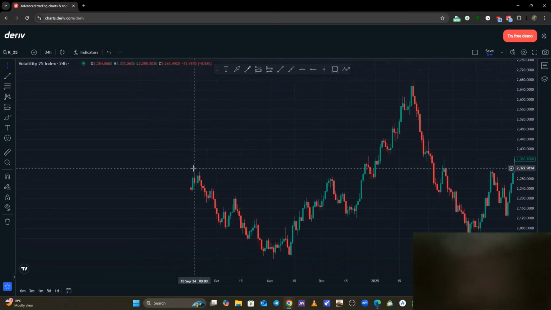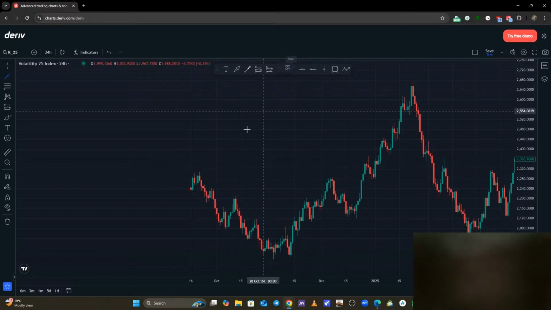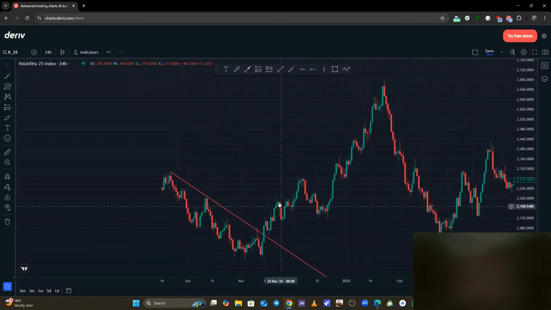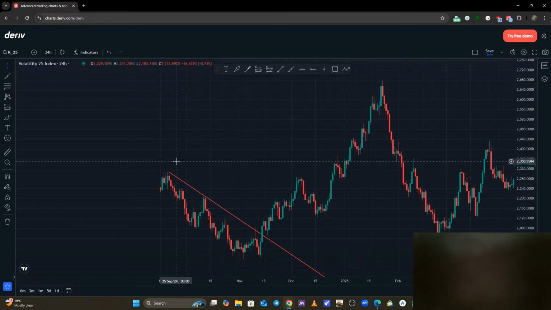So this chart started on September 16th, 2024. That's when this chart started. Volatility 25 index on the 24 hours. So I want you to see something on synthetic indices. This level is on a downtrend, right? If you draw your trend line like this, you are on a downtrend, and this is on 24 hours. So you can trade the downtrend.